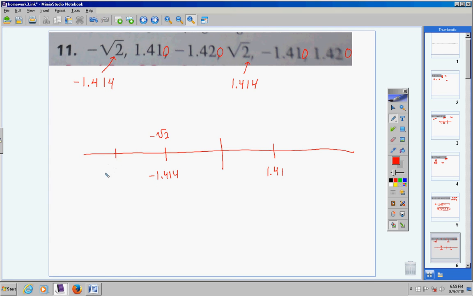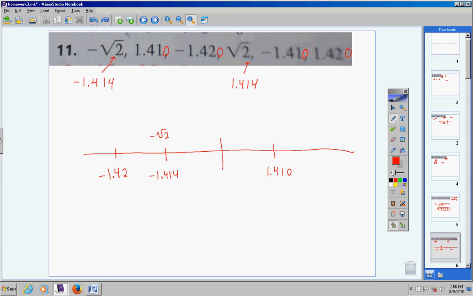So over here I'm going to put negative 1.42. If you want to put the 0, you can. You don't need to. Alright, square root of 2, that's positive 1.414. Now, if I put a 0 with this one, that's 1.410. This is 1.414. Obviously, 414 is going to go to the right of 410. This is 1.410, then 0.411, 0.412, 0.413, 0.414.